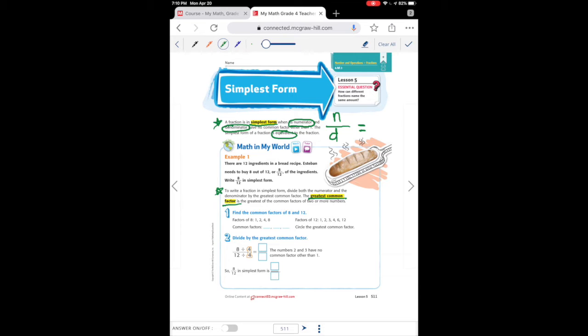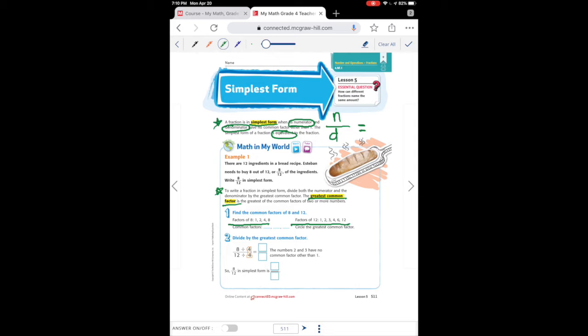Okay, factoring is just when we list out all the numbers that we could multiply together to get a number. So in this case, what numbers could we multiply together to get 8 and 12? They did it for us. They're so nice. So the factors of 8 are 1, 2, 4, and 8. And the factors of 12 are 1, 2, 3, 4, 6, and 12.